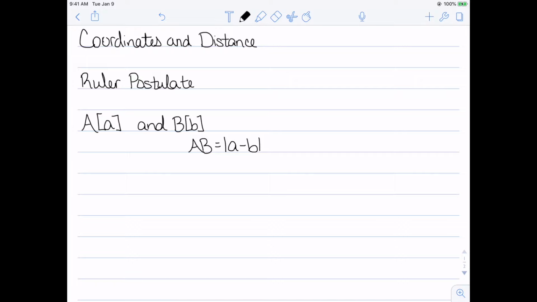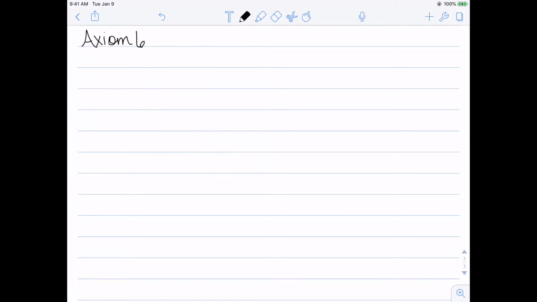And while this is true in Euclidean geometry, it's not true in spherical geometry. So we want to try to expand this idea to encompass both Euclidean and spherical geometry. So let's see how we can modify it. When we modify this, it's going to be axiom 6. So the Ruler Postulate says there's a one-to-one correspondence between the real numbers and a line. Axiom 6 is actually going to deal with rays.